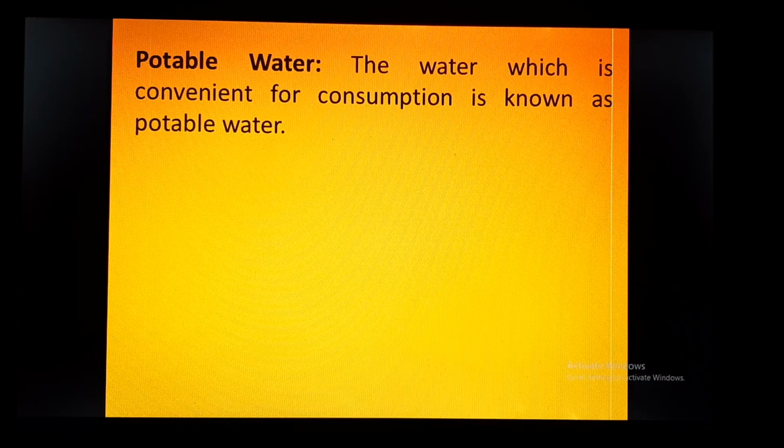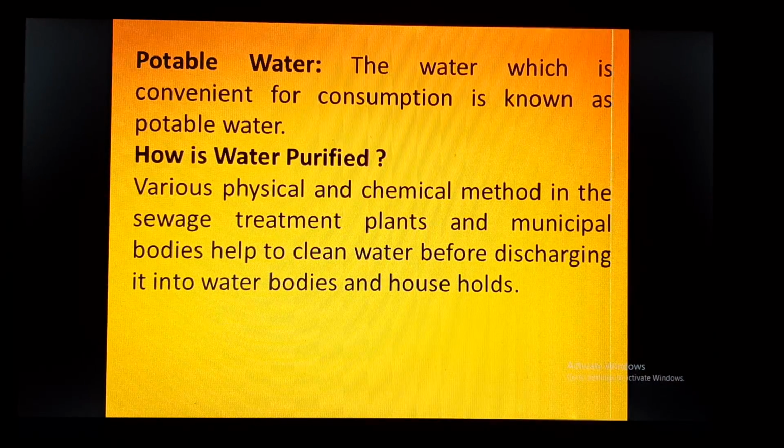Now we'll discuss what is potable water. Potable water is the water which is convenient for consumption, or which is fit for drinking. So how is water purified? We know that there is a lot of water pollution. So various physical and chemical methods in sewage treatment plants and municipal bodies help to clean water before discharging it into water bodies and households.